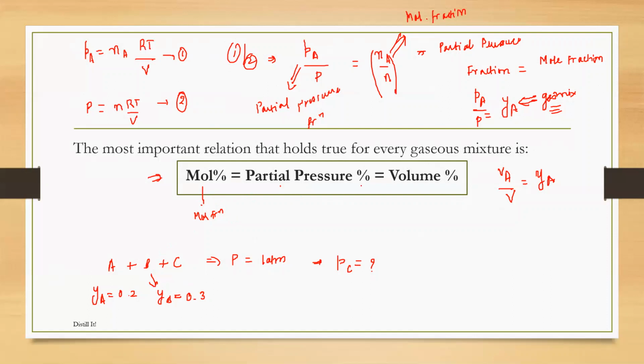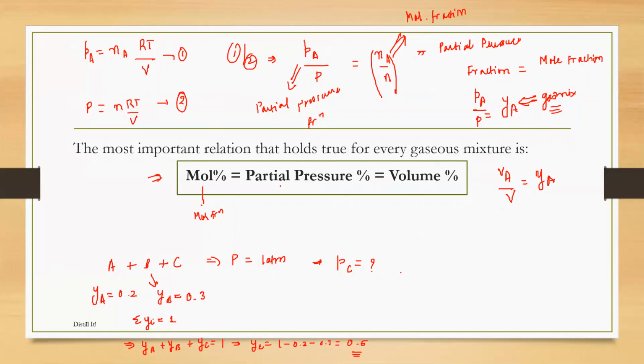Mole fraction is equal to partial pressure fraction is equal to volume fraction, right? We know that the summation of all mole fractions is equal to 1. This we discussed in the first lecture. Therefore, I can say that YA plus YB plus YC is equal to 1, which implies YC is equal to 1 minus 0.2 minus 0.3, which is 0.5.